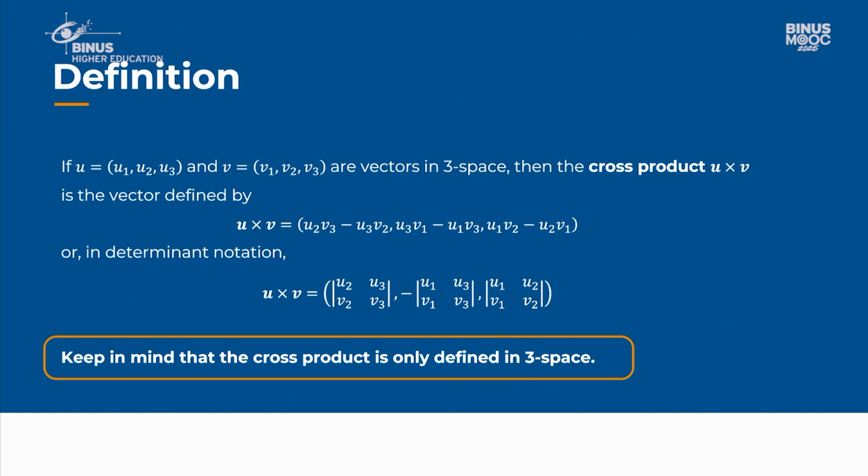Or in determinant notation, we have U cross V equals the vector. The first component is the determinant of the matrix U2, U3, V2, V3. The second component is minus the determinant of the matrix U1, U3, V1, V3. And the last component is the determinant of the matrix U1, U2, V1, V2. And keep in mind that the cross product is only defined in 3-space, not in 2-space or otherwise.